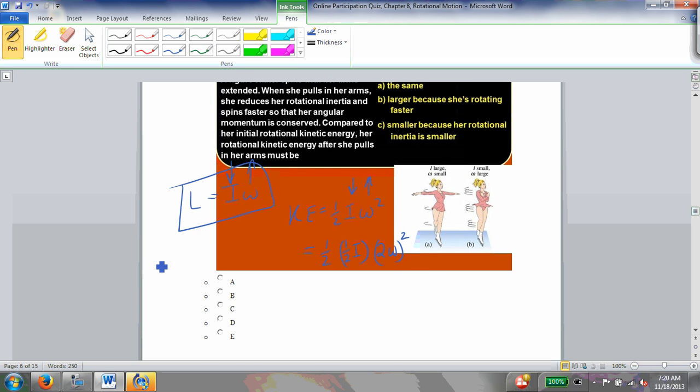And that says then that, notice I have a factor of a half here, but I have a factor of 4 here. So that means that my total kinetic energy has increased. So the answer is going to be B, that it is larger because she's rotating faster. And that extra kinetic energy comes in when she brings her arms in: she's actually doing work on her arms to bring them in, and that causes her to spin faster. It increases her kinetic energy.